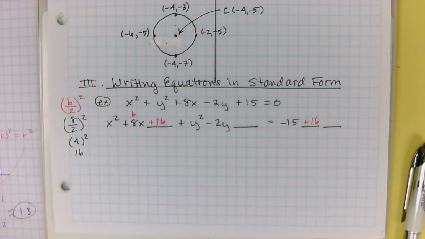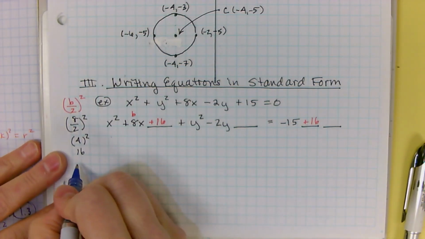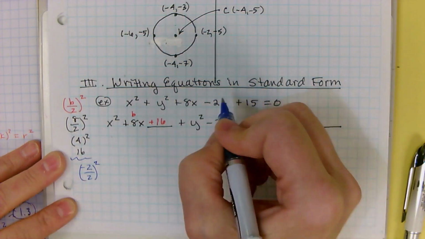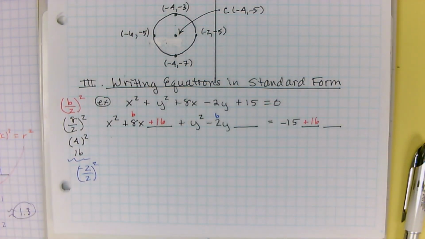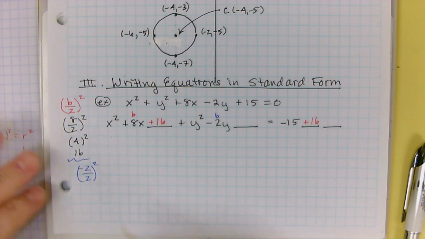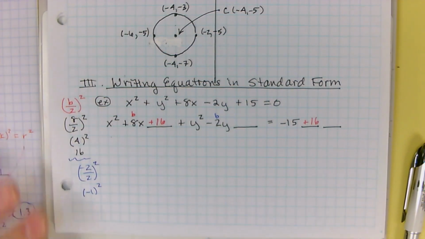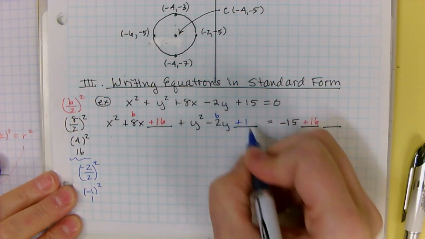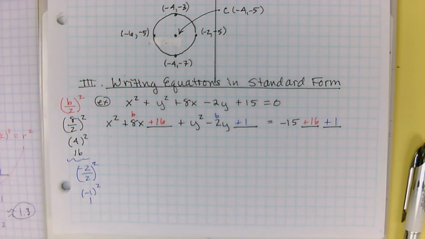Okay, now we're going to do the y's. So negative 2 divided by 2, quantity squared. Negative 2 is my b value for the y's. Negative 2 divided by 2 is negative 1, and negative 1 squared is 1. So we're going to add 1, add 1.